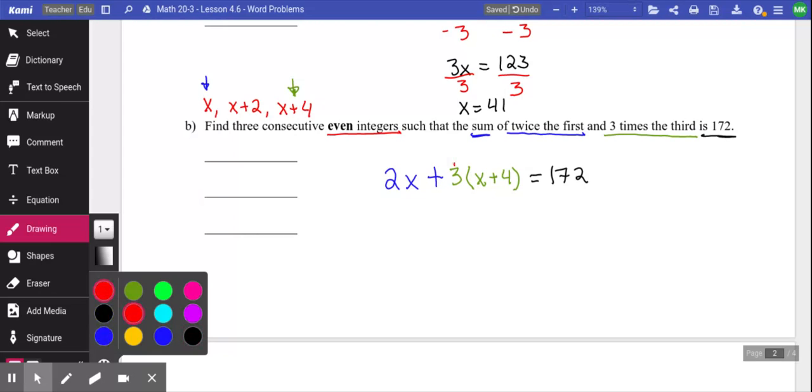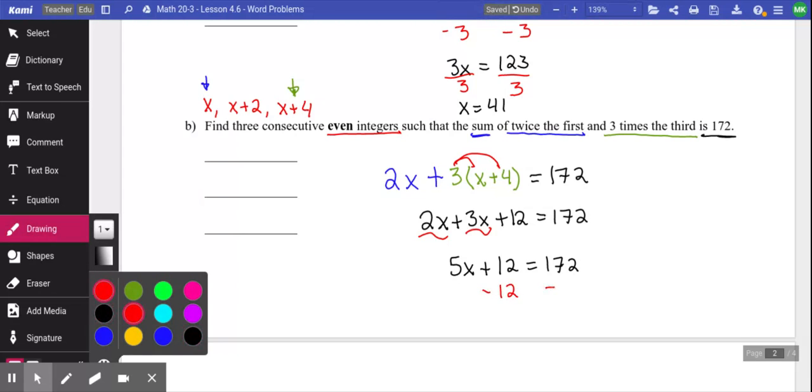We built it. To solve it, we're going to multiply this 3 in. That would give me 2x plus 3x plus 12 equals 172. Then I'm going to collect like terms. So these x's will go together to become 5x plus 12 equals 172. We're going to then subtract 12 from both sides to give me 5x equals 160. Then we're going to divide both sides by 5 to get x equals 160 divided by 5 is 32.